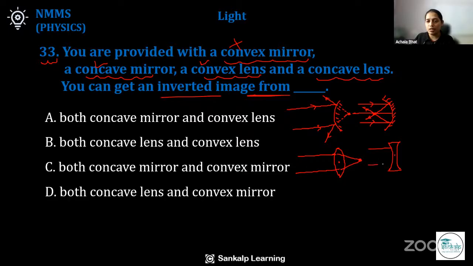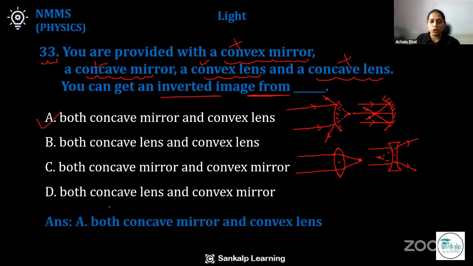Here, what happens? Light rays are diverging in this case. So they are not converging. They appear to diverge from a single point. In that case, a virtual image is formed, not a real image. Therefore, the correct option is, yes, both concave mirror and convex lens. Convex lens is correct. Concave mirror, yes, correct. Option A is correct. Both concave mirror and convex lens.